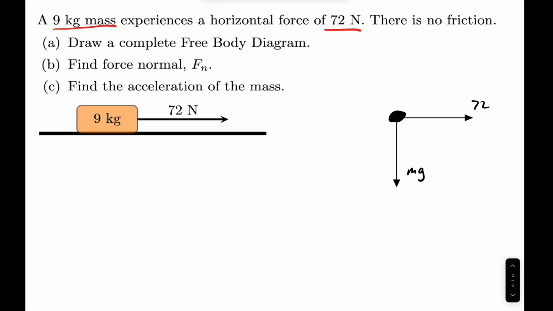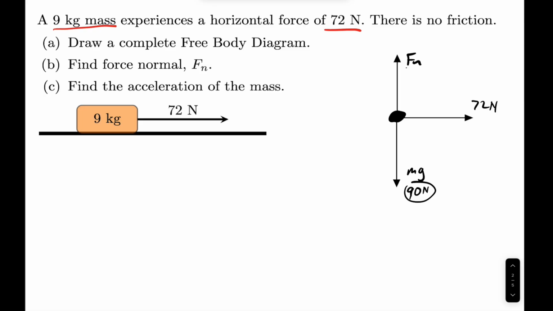Now what I also have is a force normal pointing up. Let's call that force normal. That would be a complete free body diagram for this particular situation. Also keep in mind that mg, since I'm letting g be 10, would be 90 newtons, and this would be 72 newtons. So what I know I have is this.